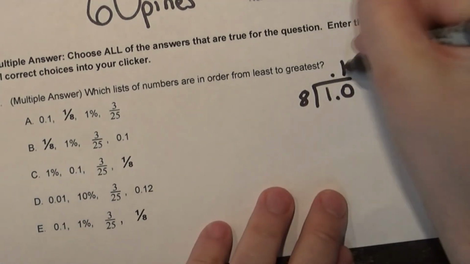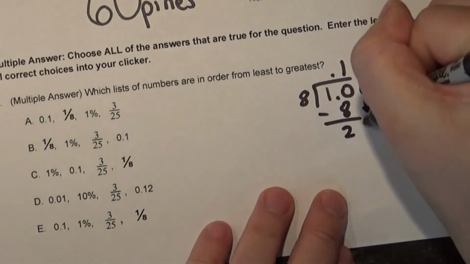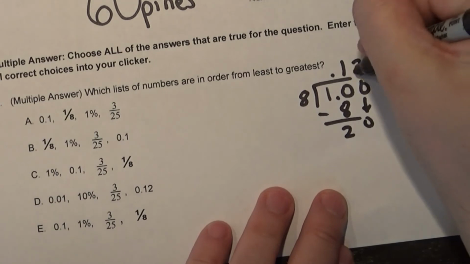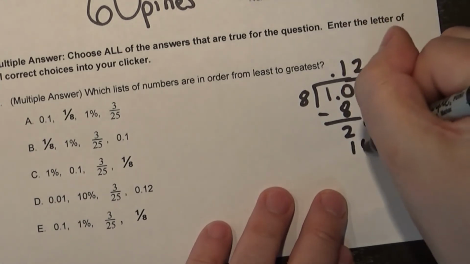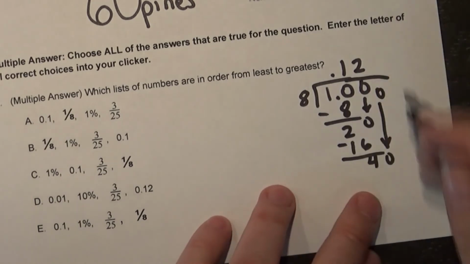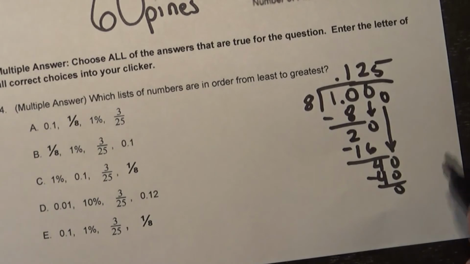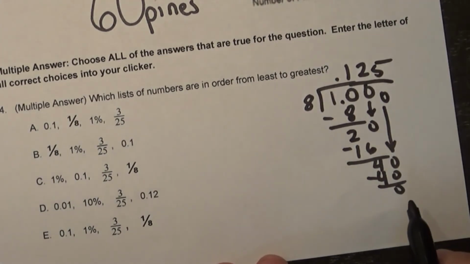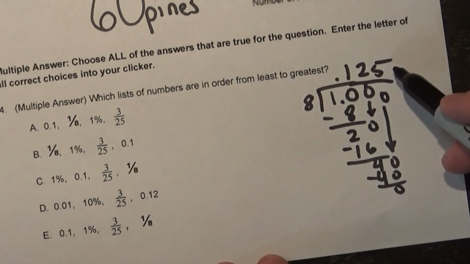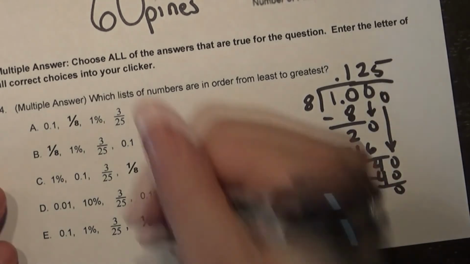Now 8 goes into 10 one time. That's 8. I subtract. I get 2. I add a 0 and bring it down. 8 goes into 20 2 times. 2 times 8 is 16. I subtract. That's 4. I add a 0 and bring it down. 8 goes into 40 5 times, which is 40, and that's even. I need to stop when I get a 0, and no stopping before that. All right, so my decimal is 0.125, or 125 thousandths.